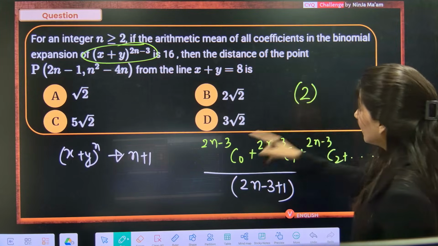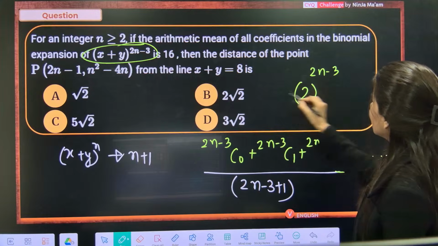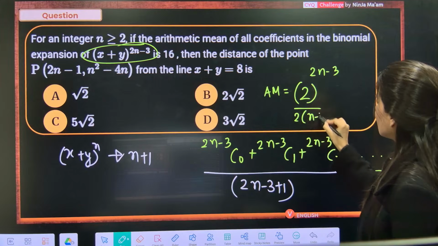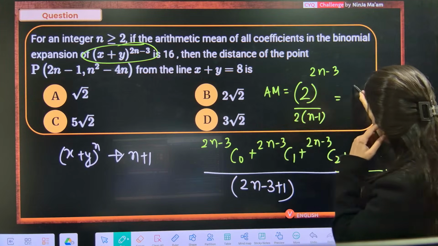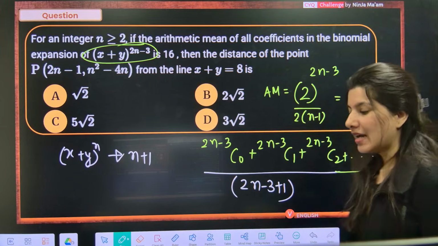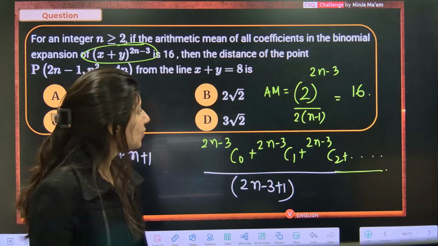Okay, all right. So now you know that the sum of all the coefficients will be 2 power (2n minus 3). This is the arithmetic mean, upon this is (2n minus 2). So this is 2 power (n minus 1). This is nothing but 16 as per the question. Right? So now they are talking about the value of n. So n can be what? Who can tell me what will be the value of n? So what shall I put as the value of n? Obviously n is going to be an odd number. Can anybody tell me what will be the value of n?